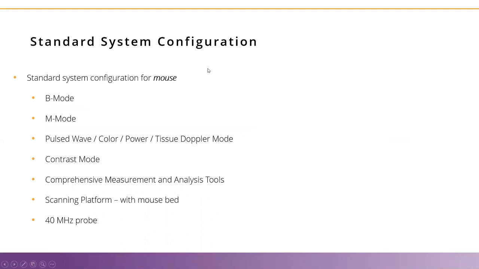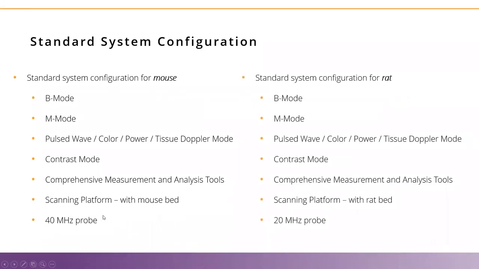Standard system configurations come with all imaging modes already available. So B mode, M mode, all of the Doppler modes, the different contrast modes are available, and all of the measurement tools are there. If we go with the mouse configuration, of course, you're going to get the mouse bed and the mouse probe. For the rat configuration, the only difference is the rat bed and the rat probe. And of course, those can be added back and forth depending on your research needs without any issue.